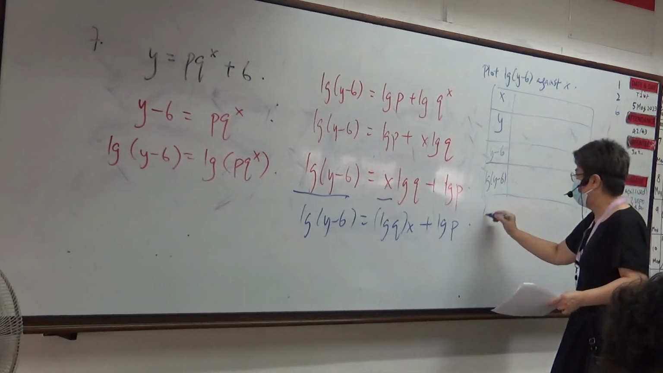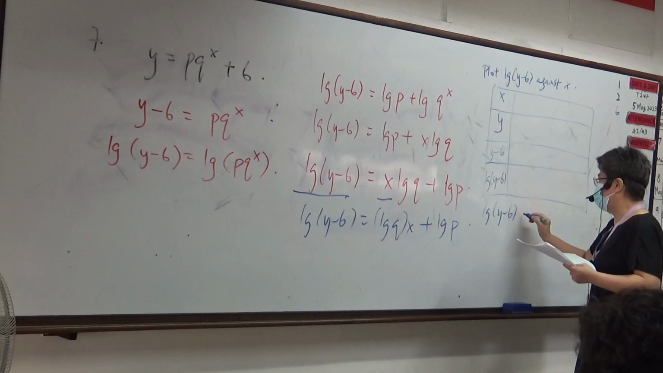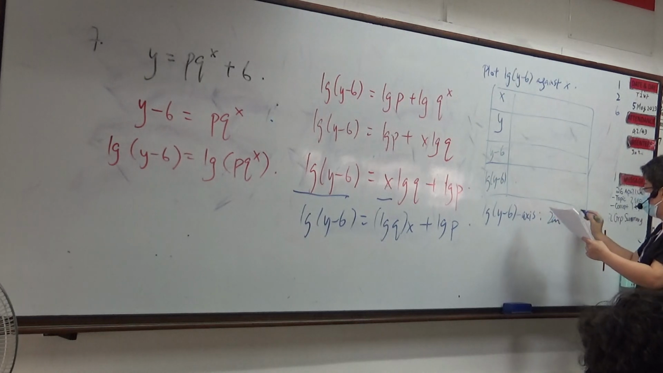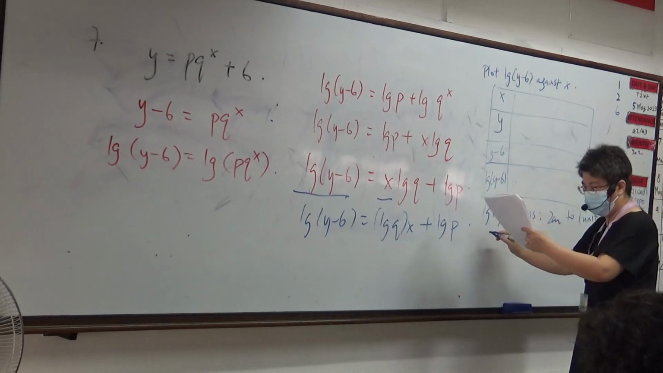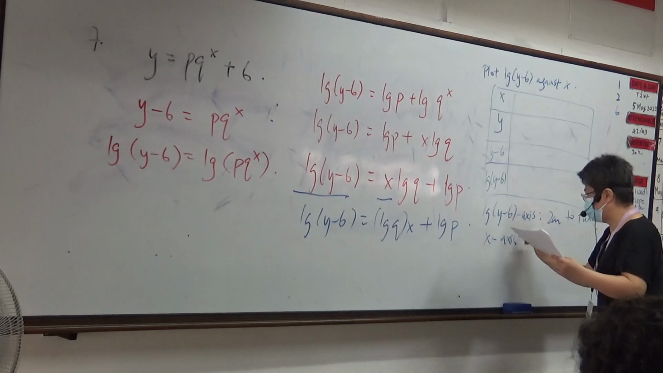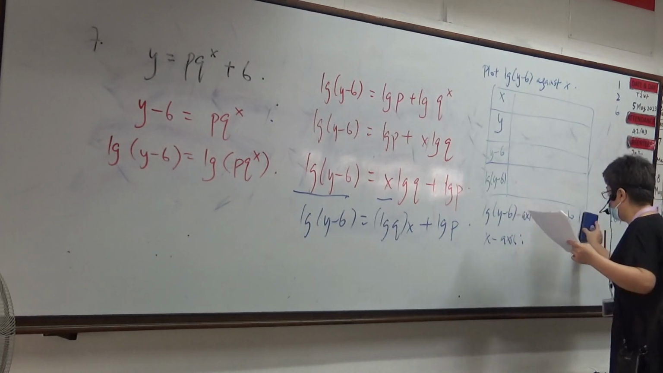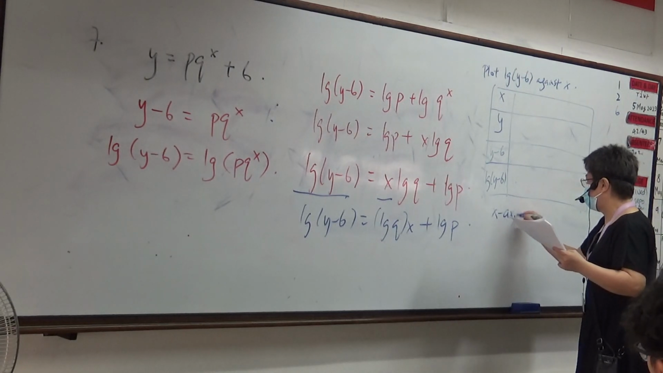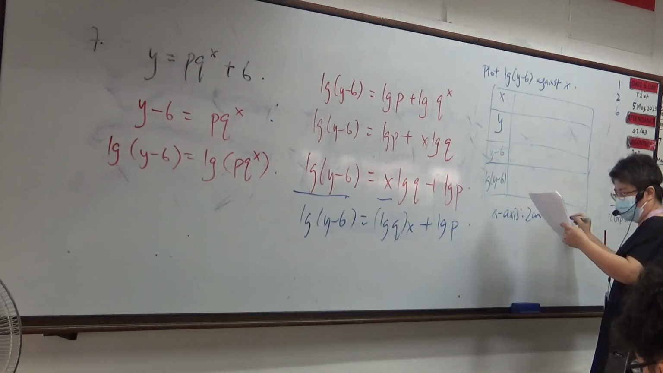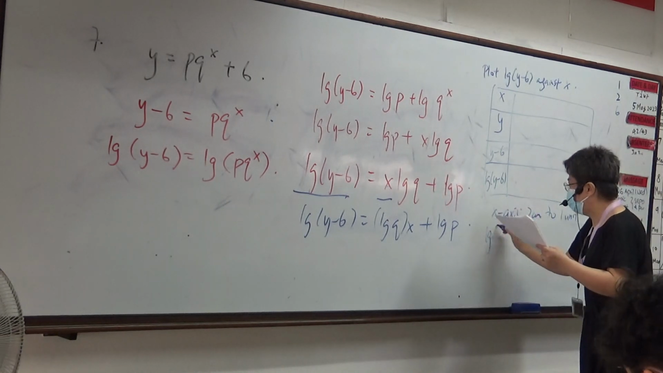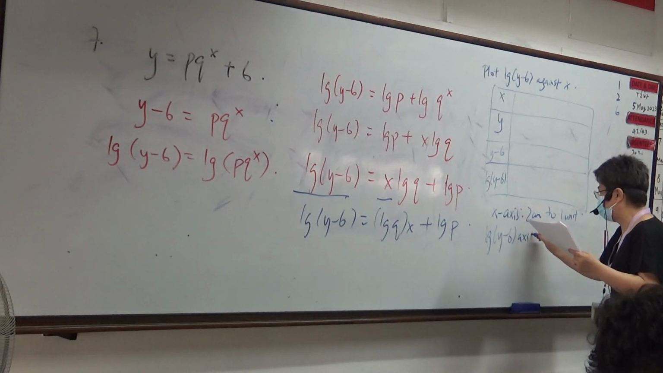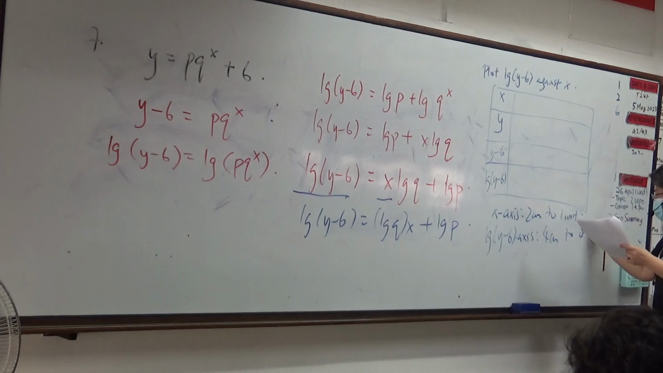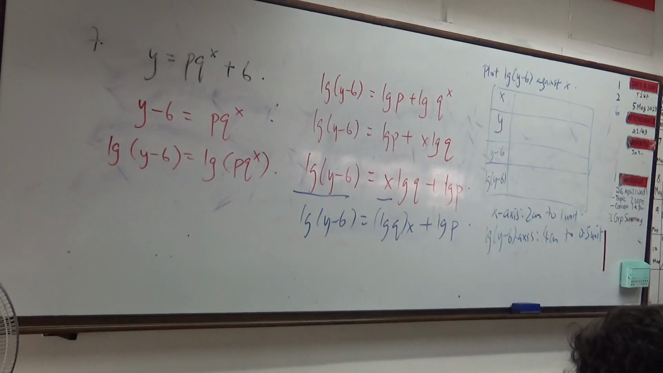Okay, I'm giving the scale now. The log (y minus 6) axis will be 2 cm to 1 unit. The x-axis, the horizontal one, sorry, I wrote the other way wrong. The x-axis is 2 cm to 1 unit. The log (y minus 6) axis will be 4 cm to 0.5 units.